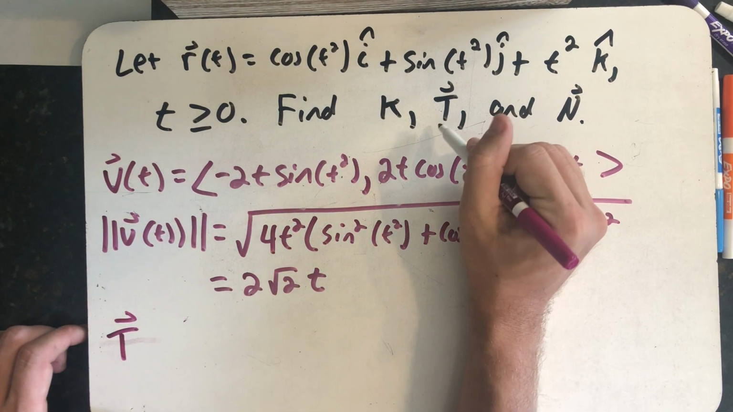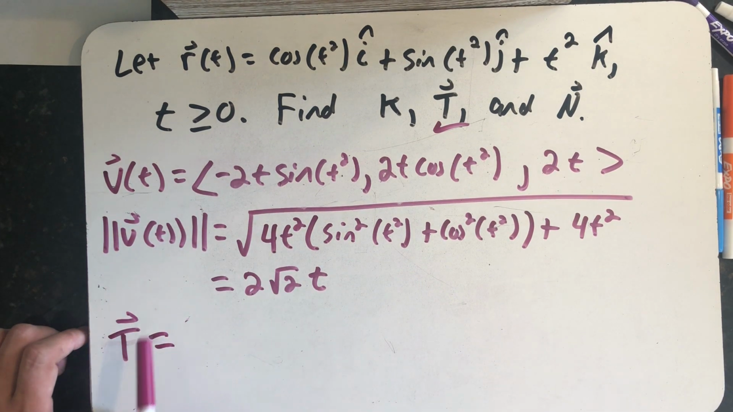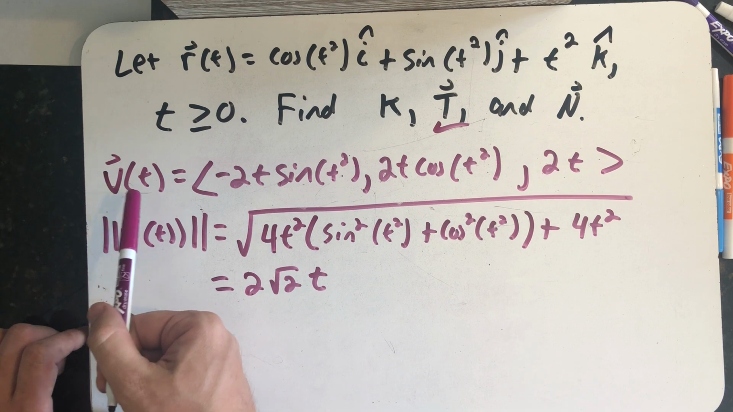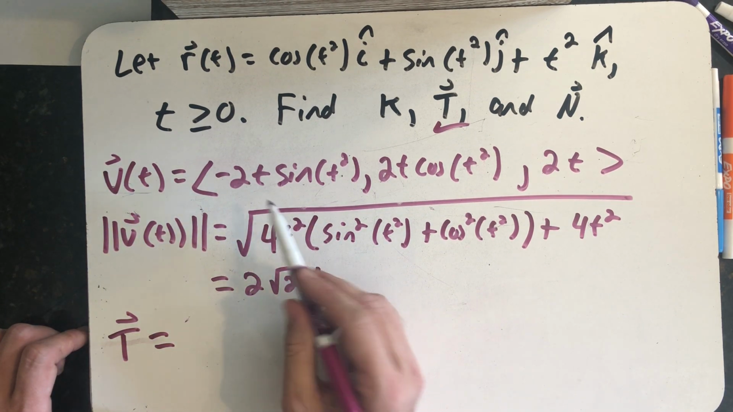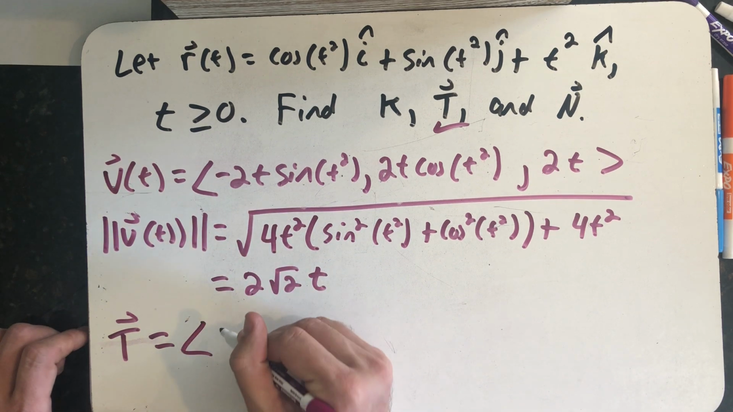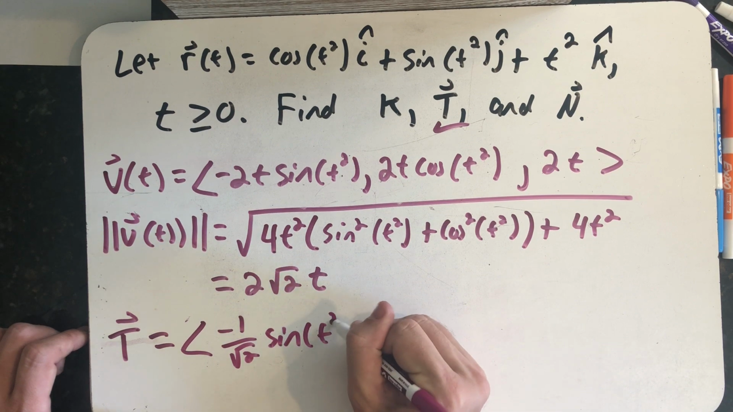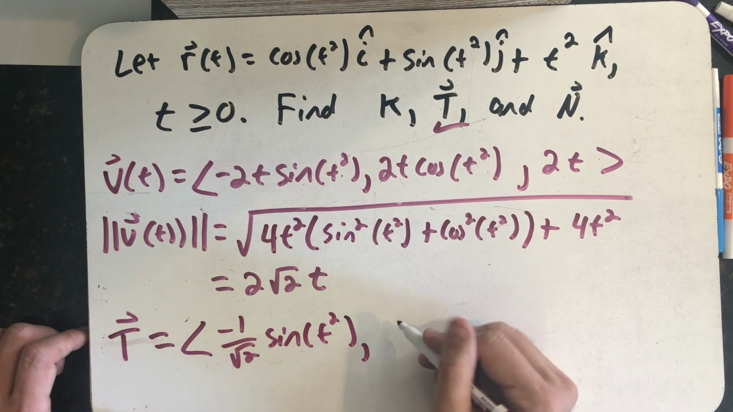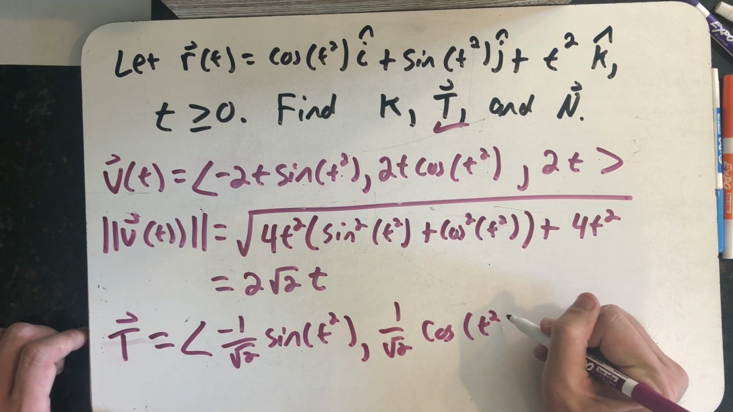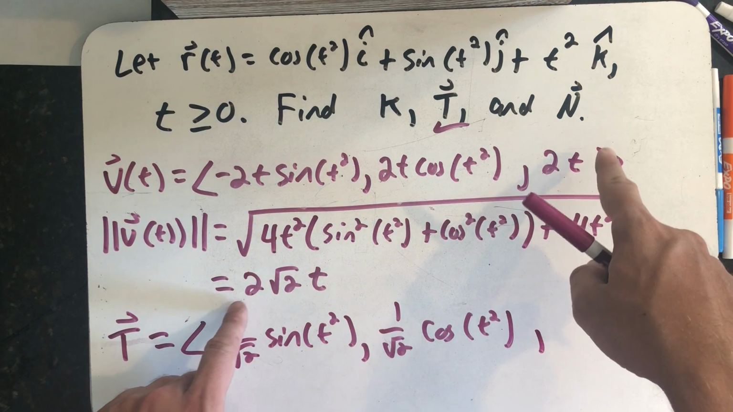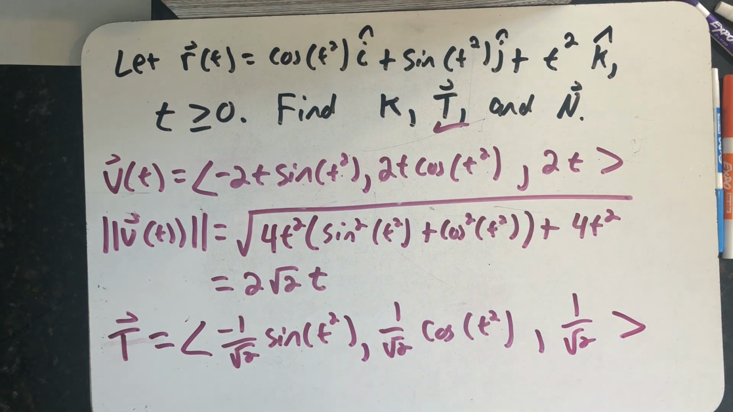All right, well, I can knock one of the things off our list. I can compute big T, because that's the direction of motion vector, right? Divide the velocity by its own magnitude. Looking at that, the t's are going to cancel, the 2's going to cancel, and I get minus 1 over root 2 sine of t squared. Same thing here, 1 over root 2 cosine of t squared, comma, the t's cancel, the 2's cancel, I get 1 over root 2.